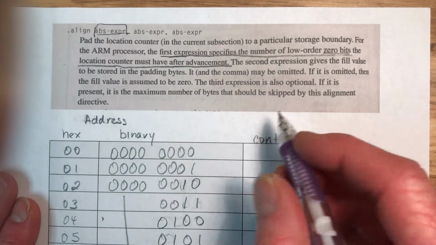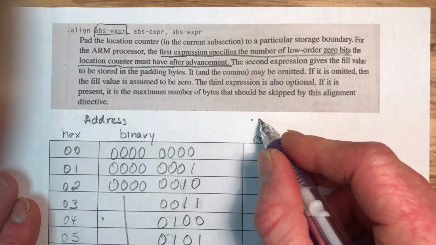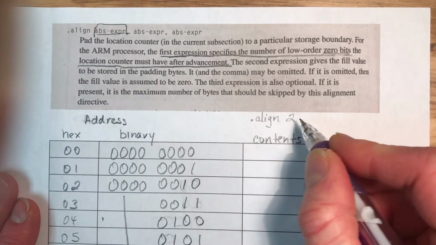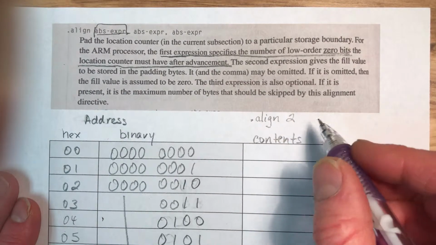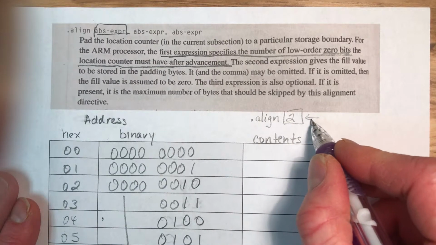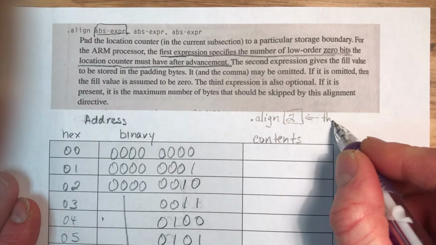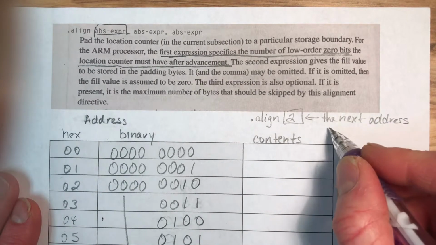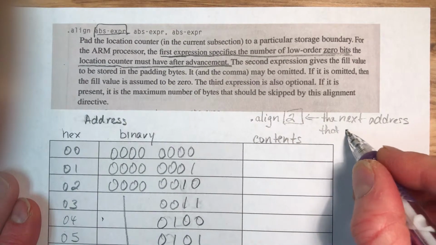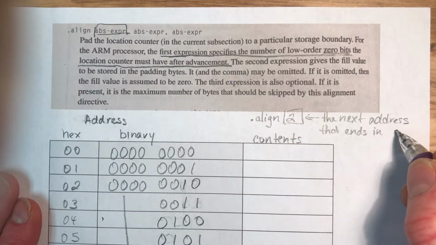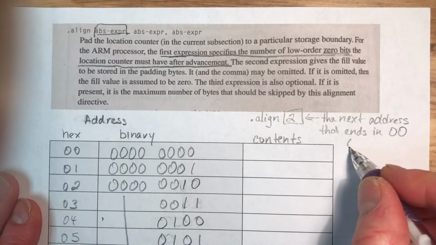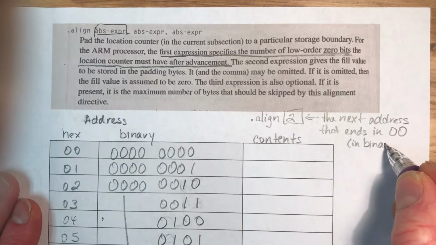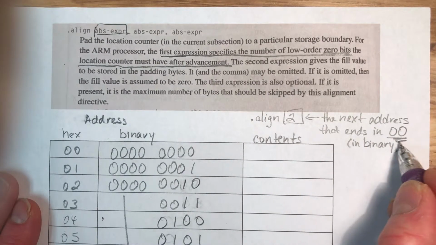Okay, so if I were to do the following directive, .align 2, this means I'm looking for the next address that ends in 0, 0, and that would be in binary, in the bits. So we're looking for the binary addresses that end in 0, 0.